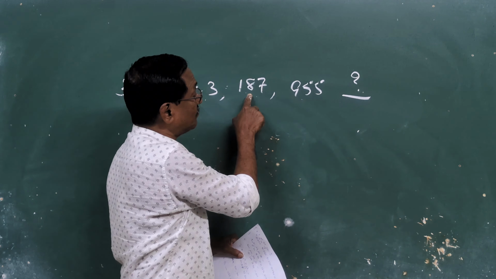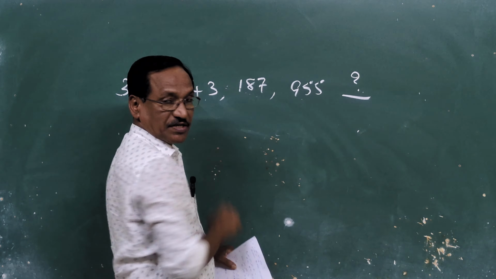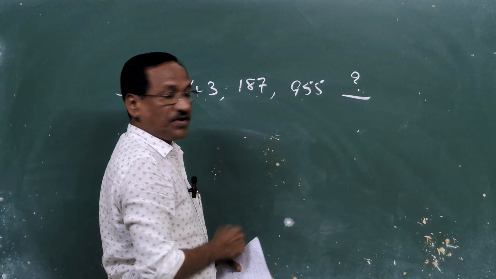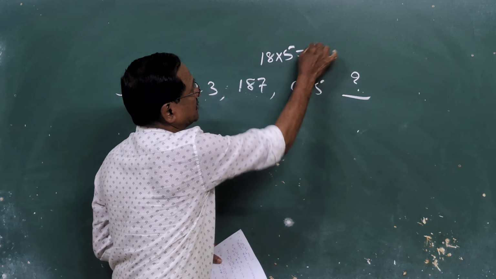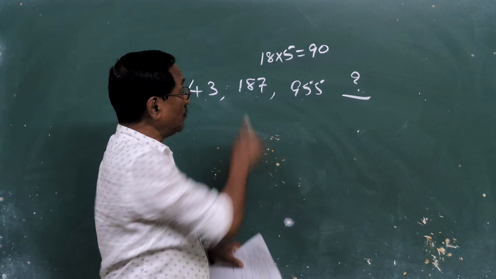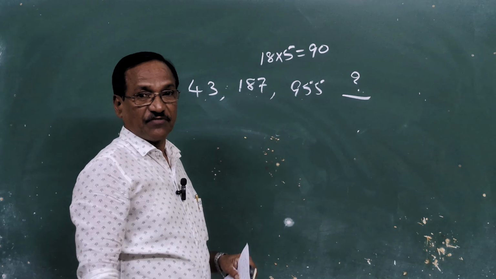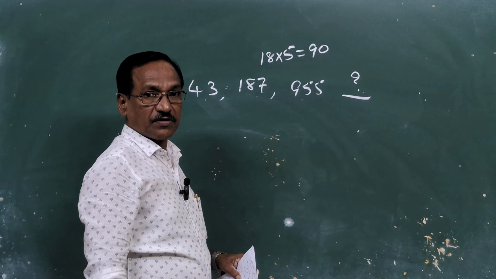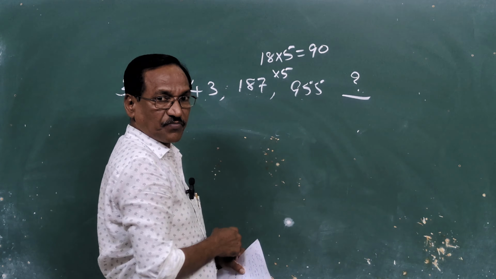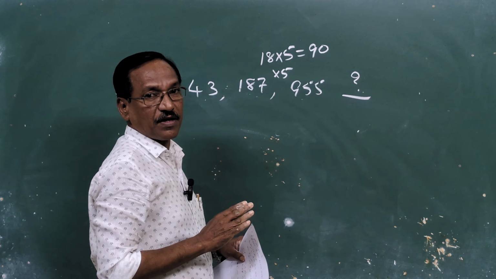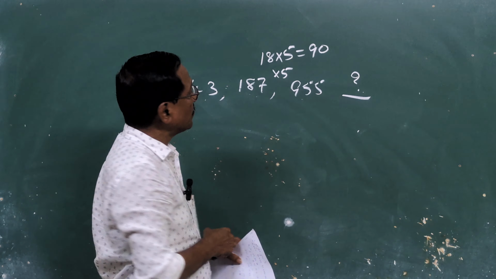By multiplying this 187 by what number will we get this one? We know that 18 times 5 is 90. So 187 times 5 may be somewhere near 955. So we just take the case as times 5 here. We are not fixing it. We can fix it after trying all the numbers.